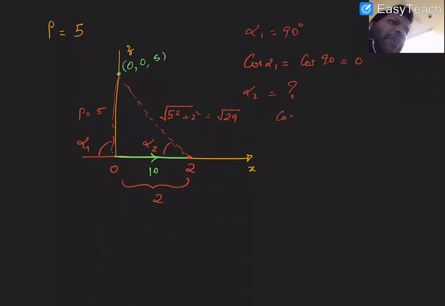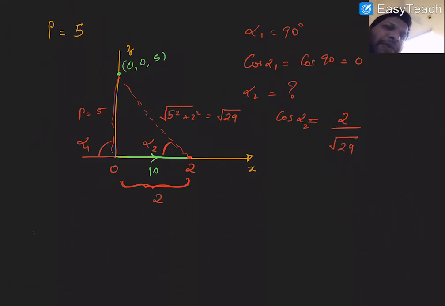So what is cosine of alpha 2? Cosine of alpha 2 is nothing but the adjacent side divided by the hypotenuse. What is the adjacent side? Adjacent side is already 2, divided by the hypotenuse. The hypotenuse is square root of 29. So we got it.